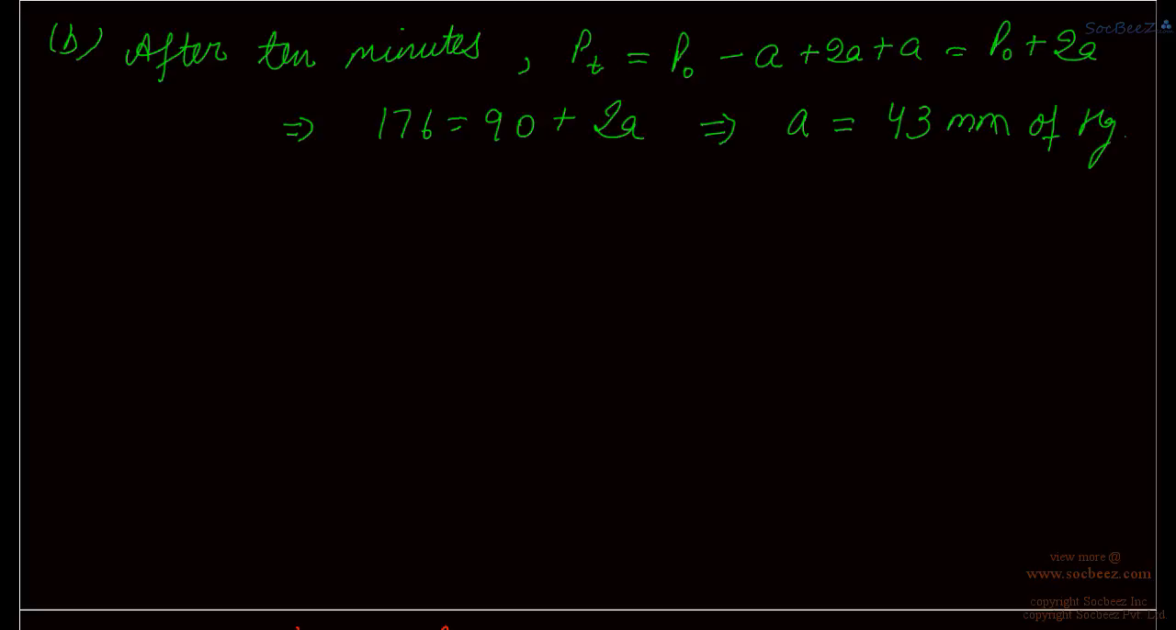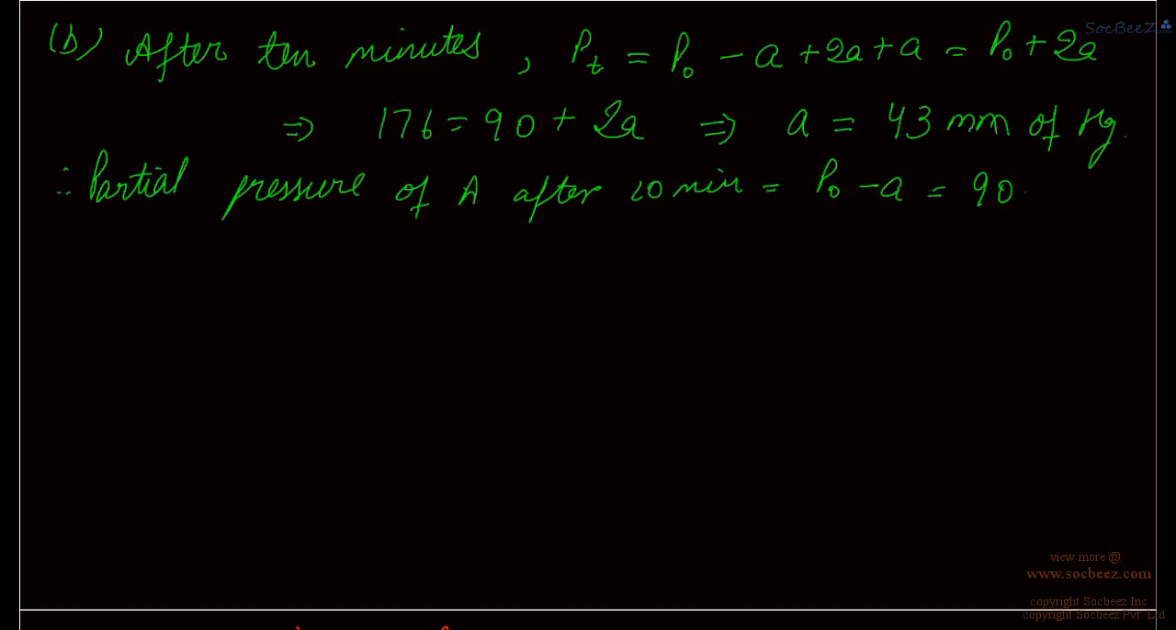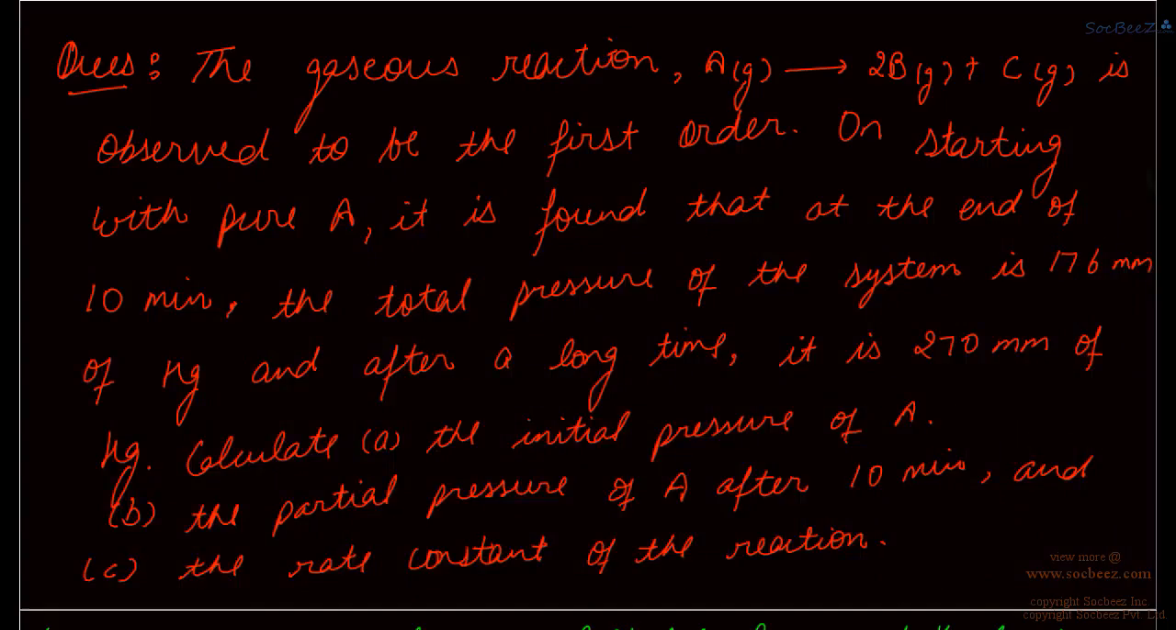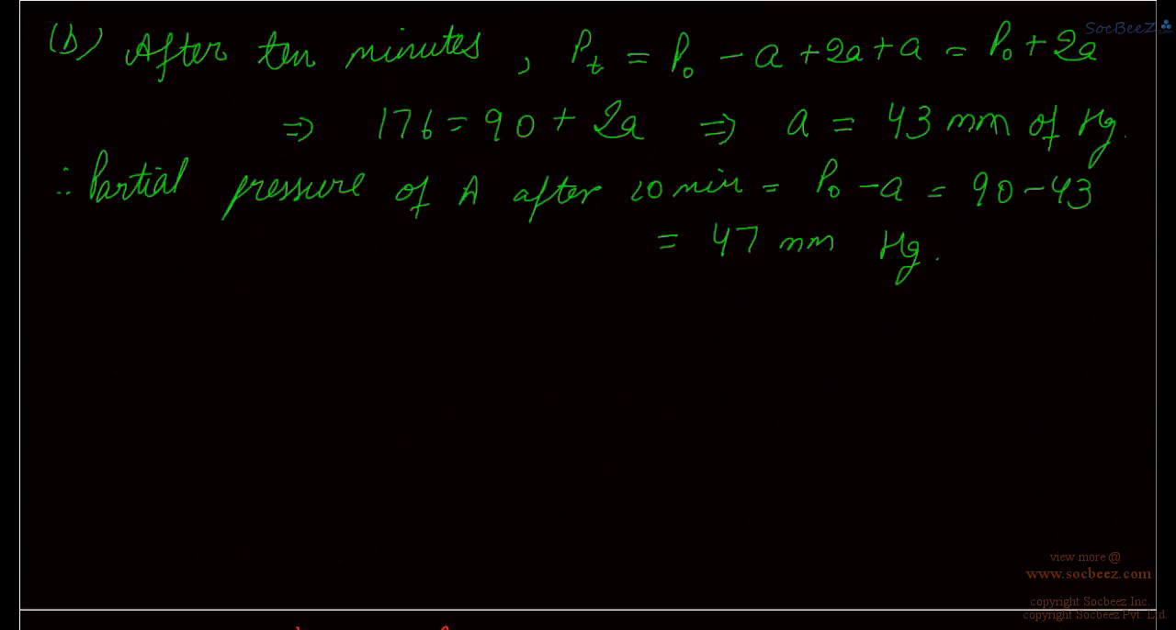Okay, so now since we have got the value of a, and we know the value of P0, the partial pressure of A after 10 minutes equals P0 minus a equals 90 minus 43 equals 47 millimeter Hg. Now, the last part is asking us to calculate the rate constant of the reaction.